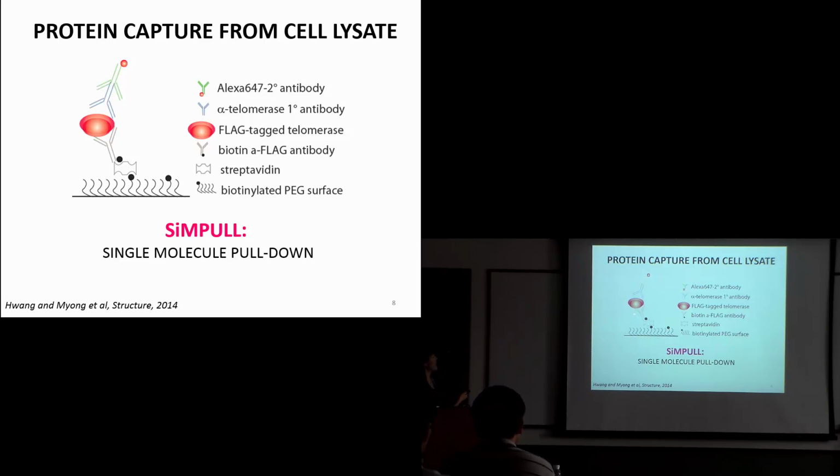Yeah, so we can use an anti-FLAG antibody at the bottom to capture the protein, which is FLAG tagged. Then we confirm the presence of the protein with yet another antibody. So it's sort of like ELISA, if you are familiar with that assay, but done at the single molecule level. In this case, it was successful. We were able to see a very good capture of telomerase from cell lysate. Okay, so that's a pull down assay.